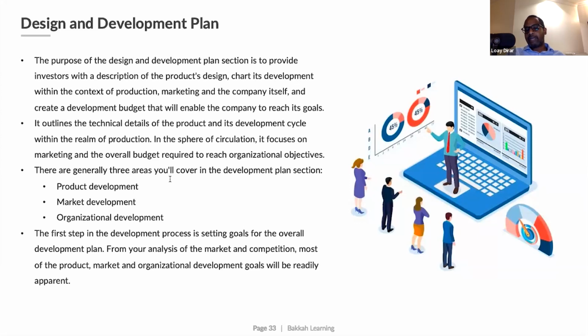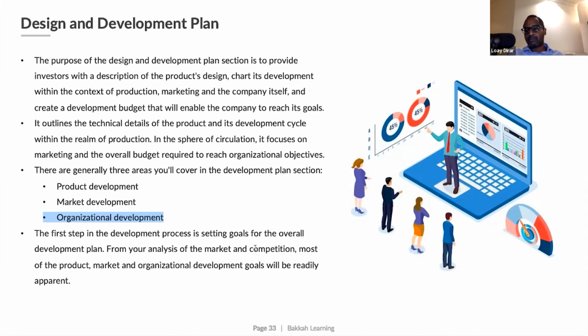There are generally 3 areas you will cover in the development plan section as part of your business plan. Product development, how are you going to develop your product? How are you going to market it? Market development, how are you going to start establishing a market? And finally, how are you going to develop your organization, which is the supporting structure as part of your business plan. The first step in the development process is setting the goals for the overall development plan, in which you're going to start actually translating your ideas into actuals.